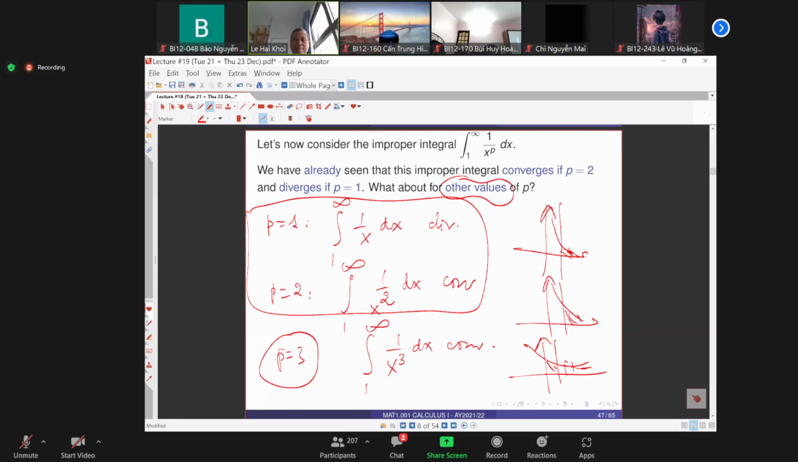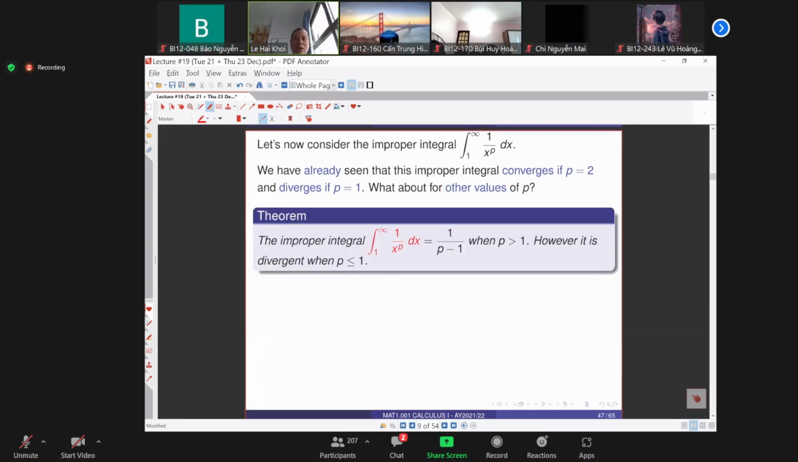Now we study this. We have a theorem that you should learn, understand and remember. The improper integral is convergent if p is bigger than 1 and the value is 1 over p minus 1. For the other values of p, which means p is less than or equal to 1, this improper integral diverges.